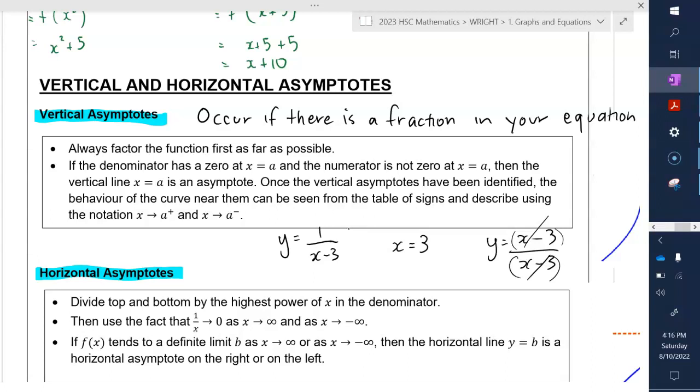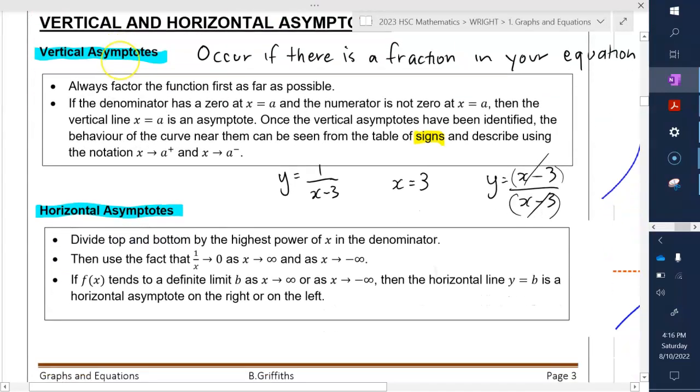So once our vertical asymptote has been identified, in this case x equals 3, we're going to look at the behaviour of the curve near that point using the table of signs from our last exercise. So we pop our x and y values in and figure out what's happening near that point, both approaching from the negative side and from the positive side. And that's going to help us describe and graph what the graph's going to look like.